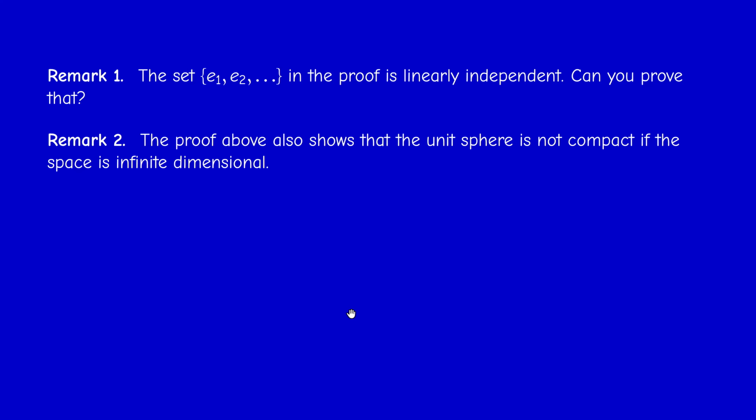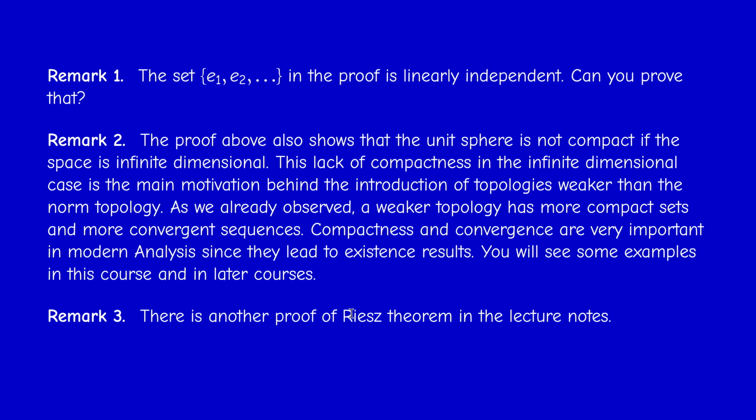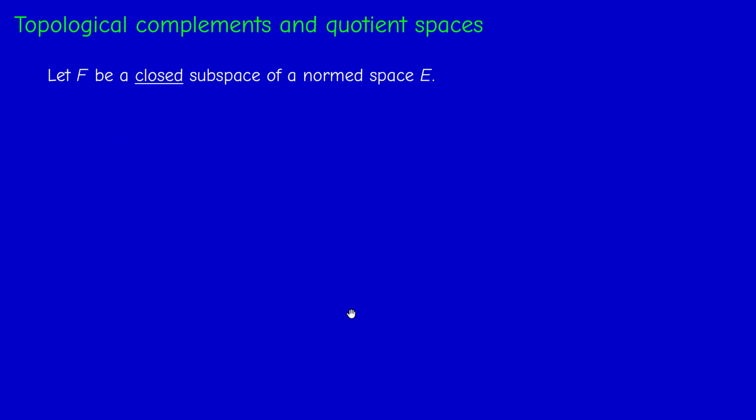So this is where, when we have infinitely many dimensions, we can construct an infinite set which is linearly independent, and the distance between any two distinct points is at least 1. So it cannot contain any convergent sequence. And so this concludes the main result.